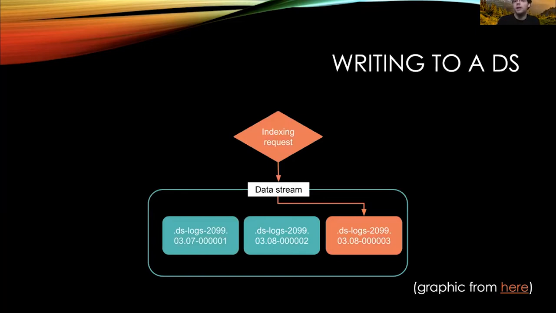Next, when you want to write into a data stream, also known as indexing, you'll make your index request into the data stream, and then Elasticsearch will again internally figure out which index the data needs to get written to, and it will identify if a new index needs to be created. And then it will write the data just like you're writing to an index.